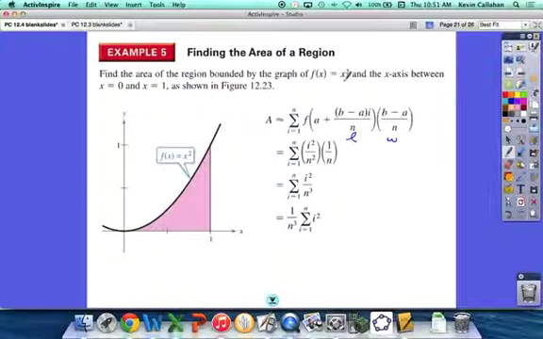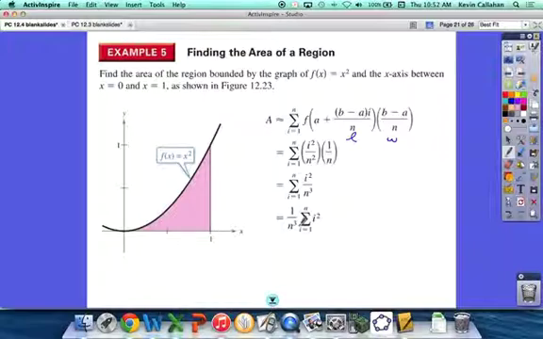And now notice what they did from this step to this step. The n is actually a constant. It's not changing, right? It's not being changed by the summation. So we can actually pull the n to the third out in front. So 1 over n to the third times the summation from 1 to n of i squared.